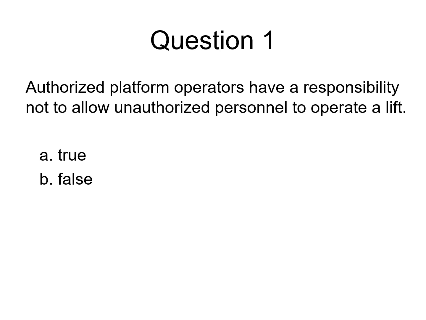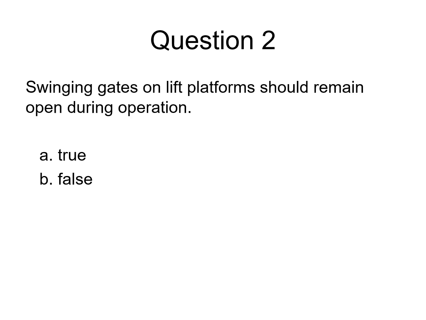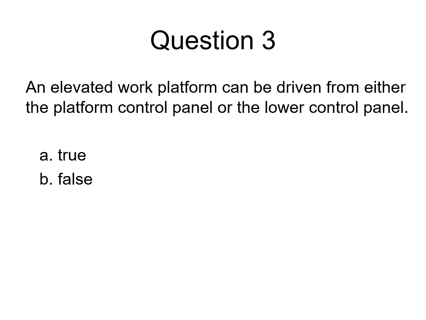Question 1. Authorized platform operators have the responsibility not to allow unauthorized personnel to operate a lift. A, true. B, false. Question 2. Swinging gates on lift platforms should remain open during operation. A, true. B, false. Question 3. An elevated work platform can be driven from either the platform control panel or the lower control panel. A, true. B, false.